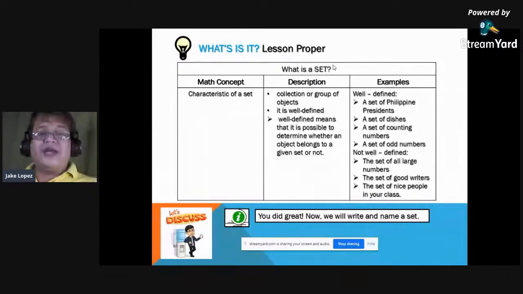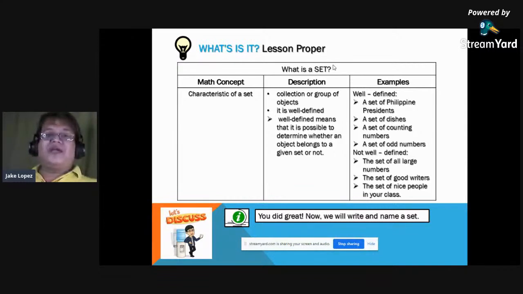We also have the not well-defined. So, sasabihin natin the set of large numbers. Large numbers, hindi natin alam or hindi tayo sure kung ano yung mga large numbers. And then, second, the set of good writers. The set of good writers meaning ay marami sila, no? May mga good writers in fiction, in non-fiction, in literature. So, hindi natin alam sino sila. Okay? And the set of nice people in your class.